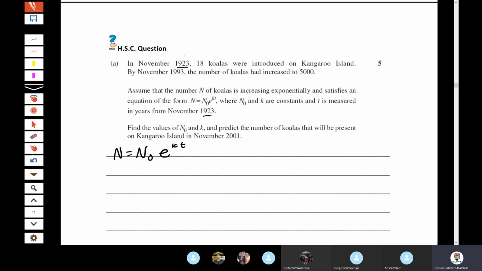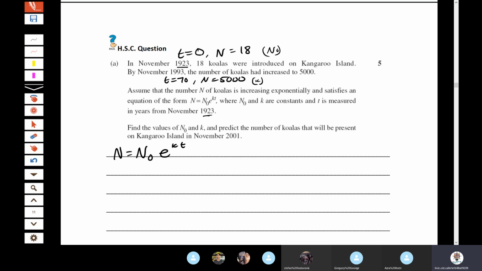Okay, that means when time was what? N equals... any idea? It's not 1923. When time is 0, yeah, that's the idea. Every single question is going to work like that. At the beginning, your number of koalas was 18. When time is 70, N is 5,000. So this one is going to let you find K, just so you get used to this. The first one will always find N naught.